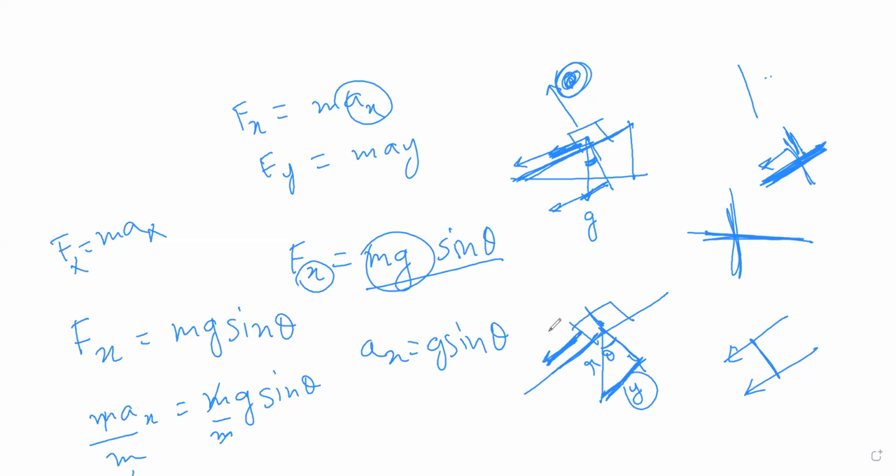So now we'll use another formula. You can see this, we know delta x equals v initial t plus half a t square, right? This we know from our equation of motion formula.